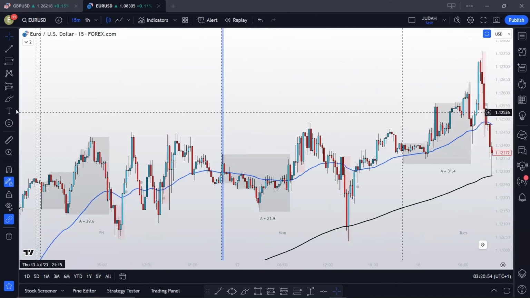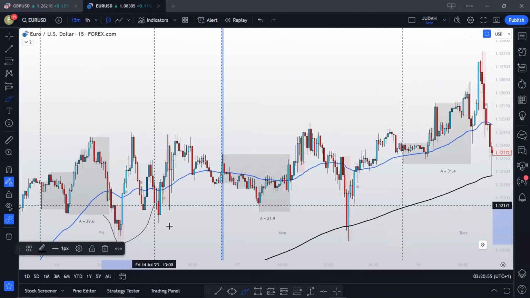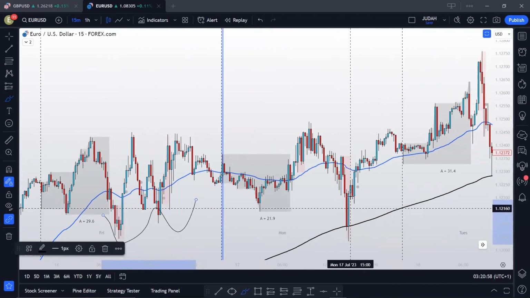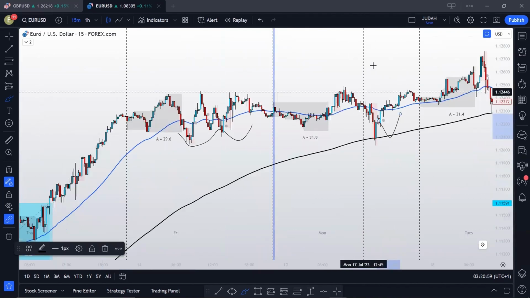So the same thing here. This didn't really give us a second leg. If it gave us something like this, it would have been better.